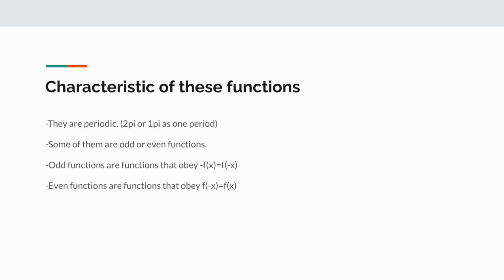The characteristics of the functions we can observe are that they are periodic: pi or 2 pi as one period, pi for tangent, and 2 pi for sine or cosine, and some of them are even or odd functions. It's also quite obvious to see if they are symmetrical about the y-axis or the origin. One thing to remember: odd functions obey negative f(x) equals f(negative x), and even functions obey f(negative x) equals f(x).